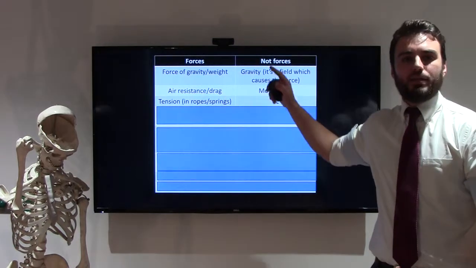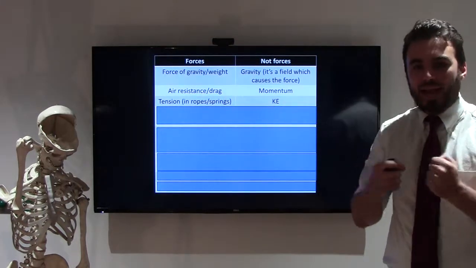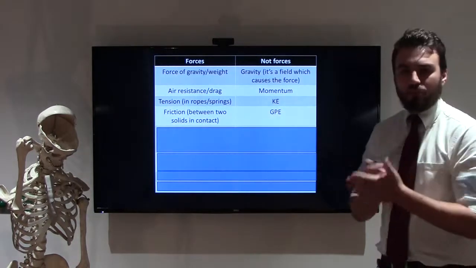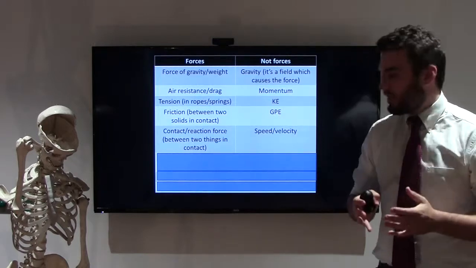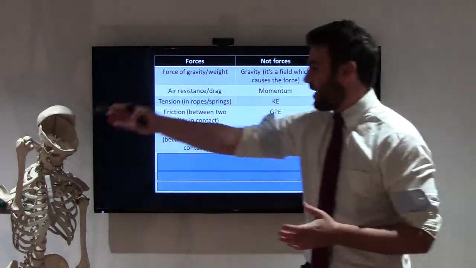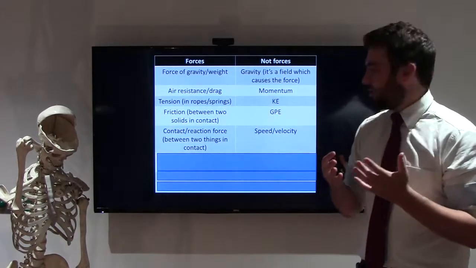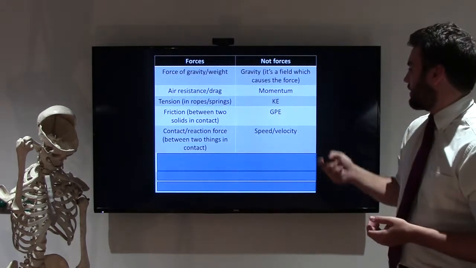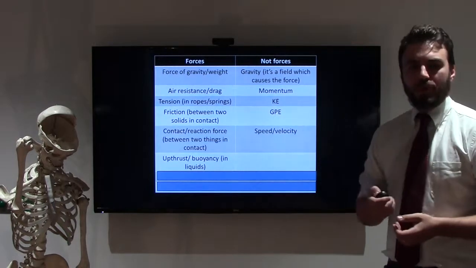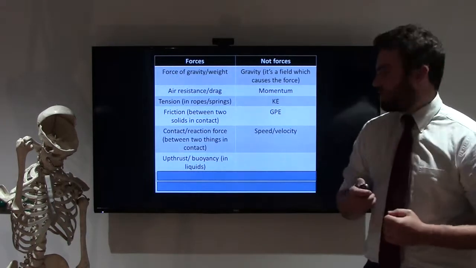Tension's one people forget. It's a force that's in strings, anything that's being pulled. Friction between two solid objects. Contact force, anything in contact. Okay? This guy's hand on his back, anything in contact. We call that a contact force, you can call it a reaction force if you like.